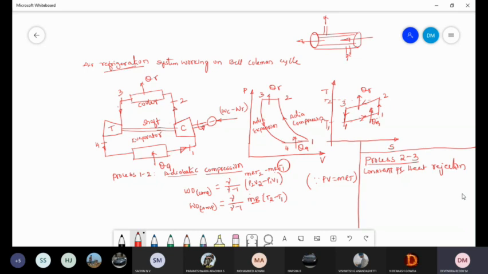The water and refrigerant do not mix. So whatever heat is carried by the refrigerant is absorbed by the water. That is the meaning of the condenser.